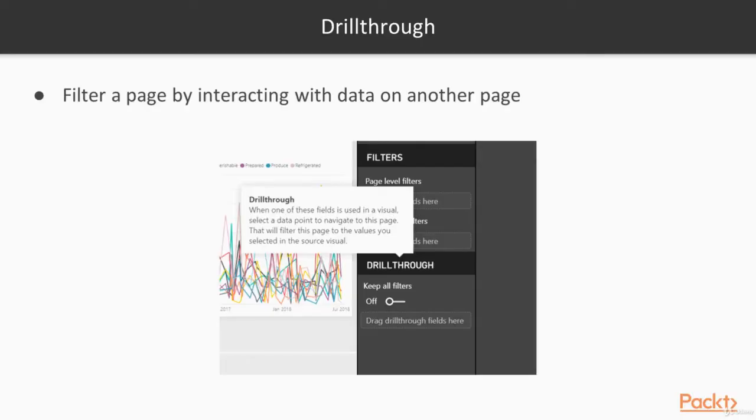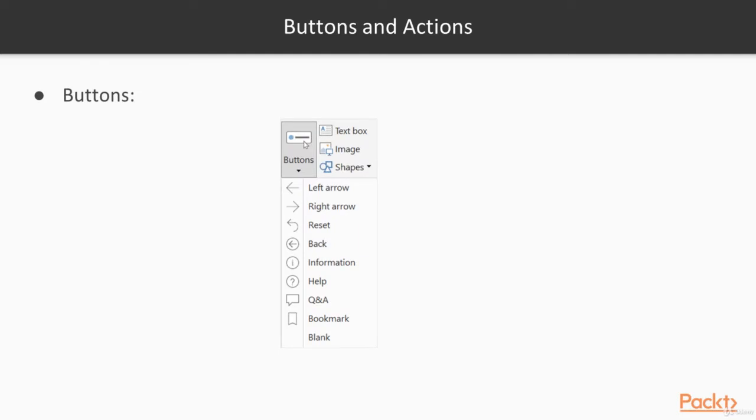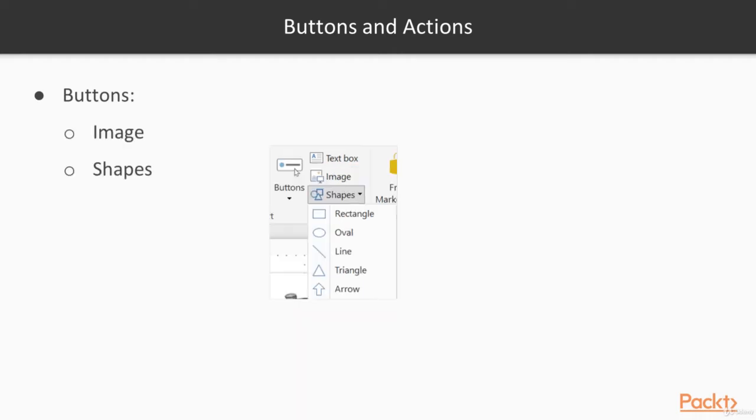Drill Through is a feature where you specify filters on a report page that will be applied when a user interacts with a data point on another page. In Power BI, you can link pages together using buttons with actions. There are three elements you can use to create a button: a button proper, for which several built-in icons are available, an image, which lets you upload your own image, or one of 5 shapes.